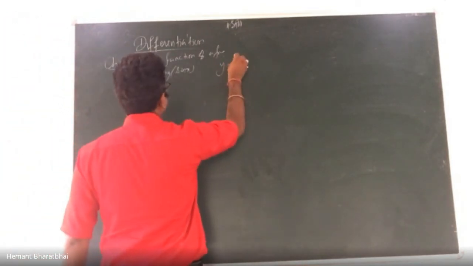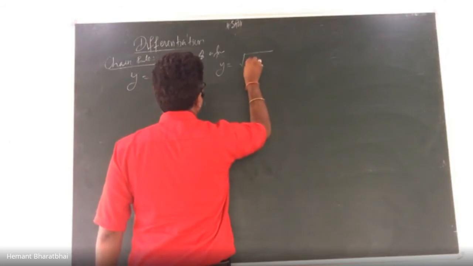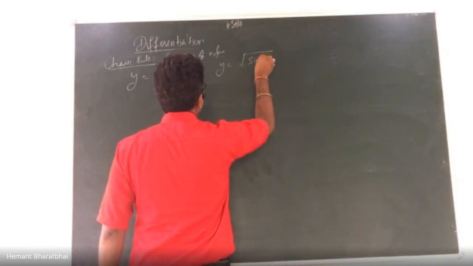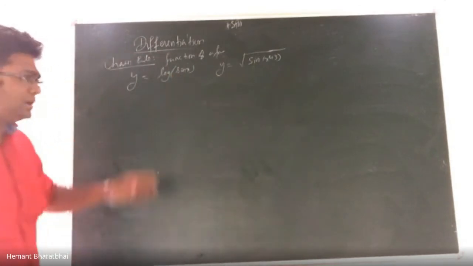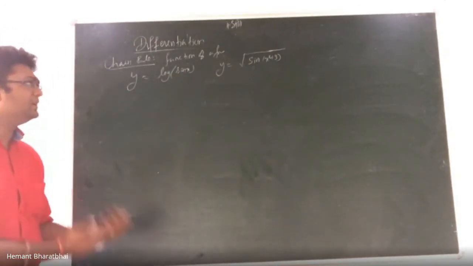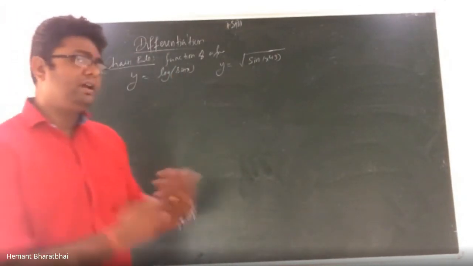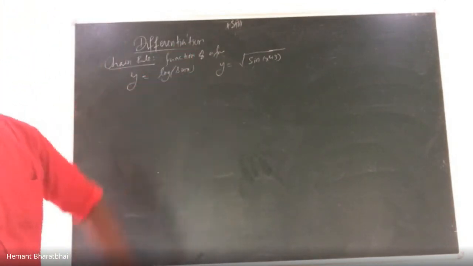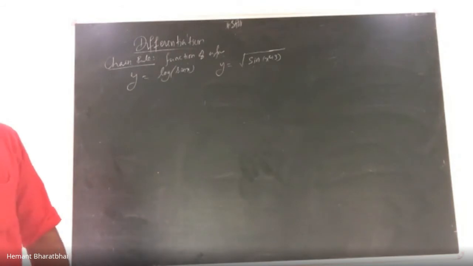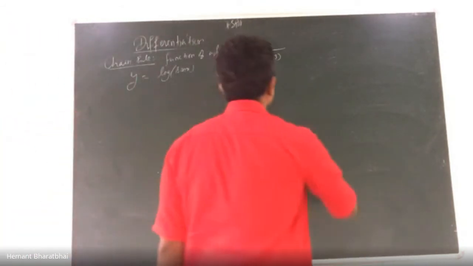Suppose I write square root of sine of x square plus 3. So now square root is one function, sine is another function, x square plus 3 is another function.